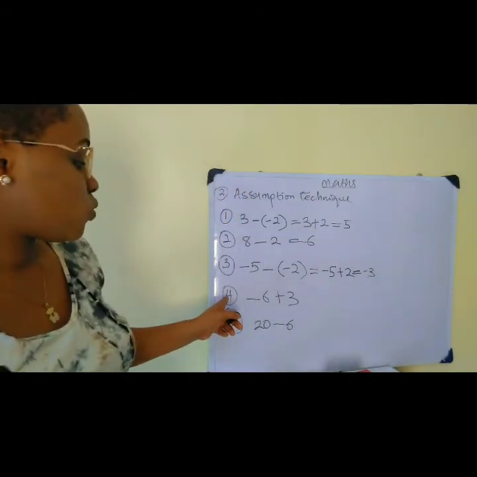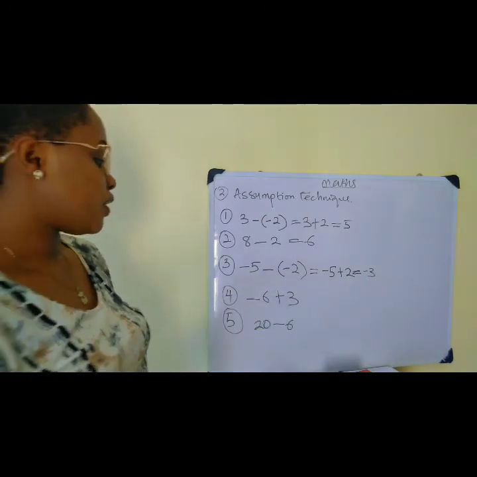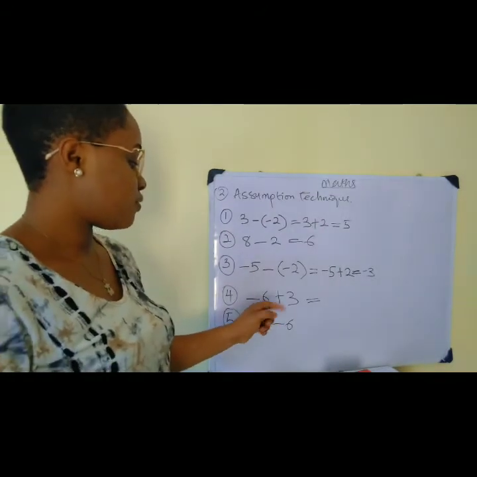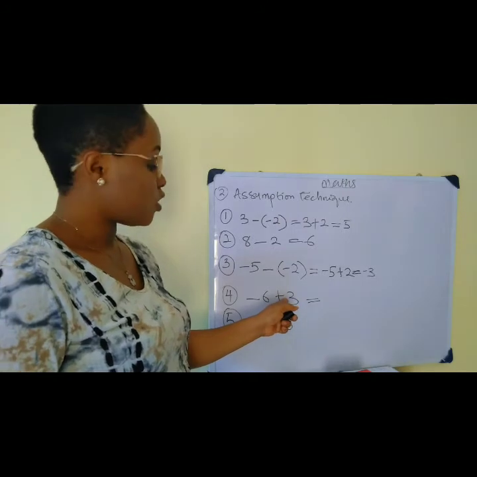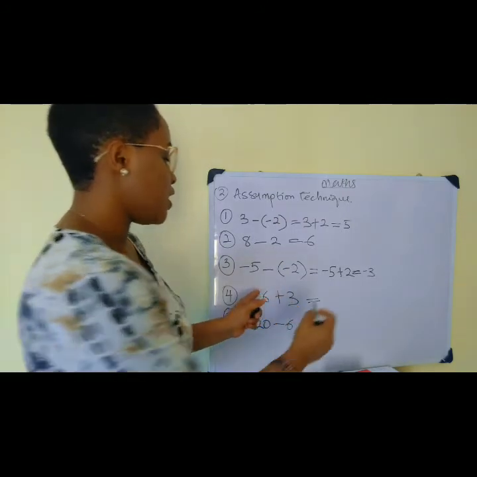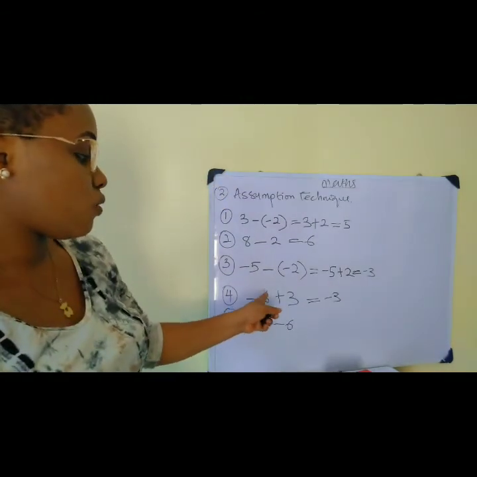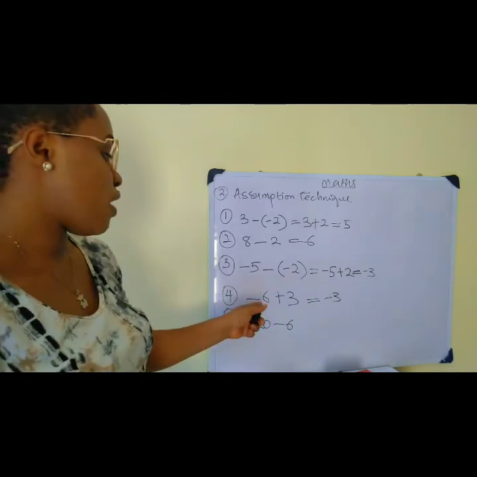And the fourth one is a negative 6 plus 3. So you're owing 6, negative 6, you're owing 6. And you have 3 at hand. So you pay 3 and you still have a negative 3 as your debt, because this 3 is not enough to pay off this debt. So you still have 3.